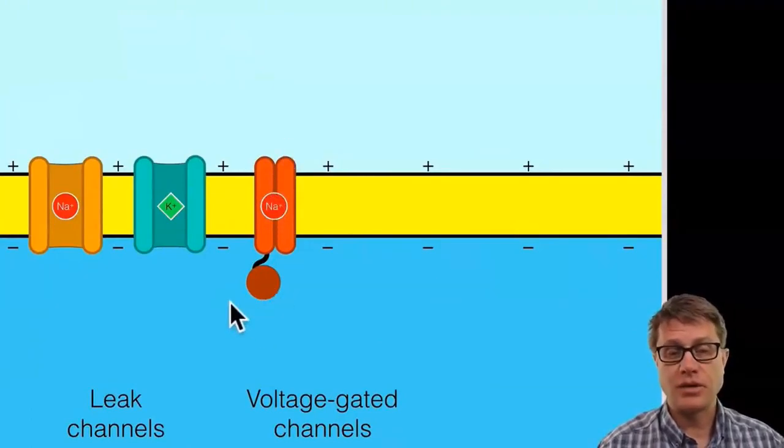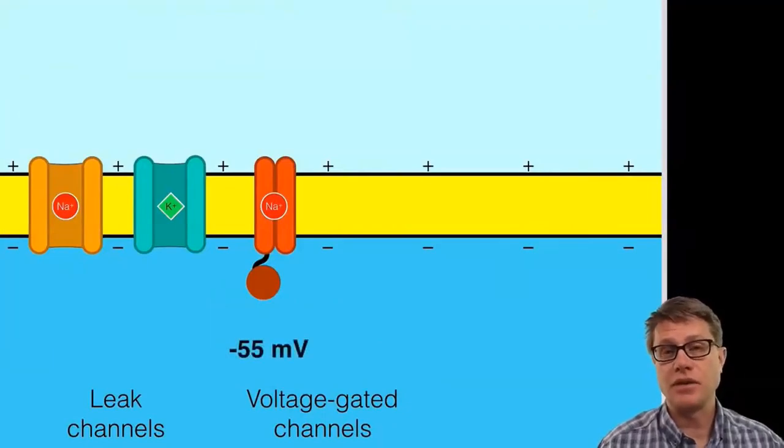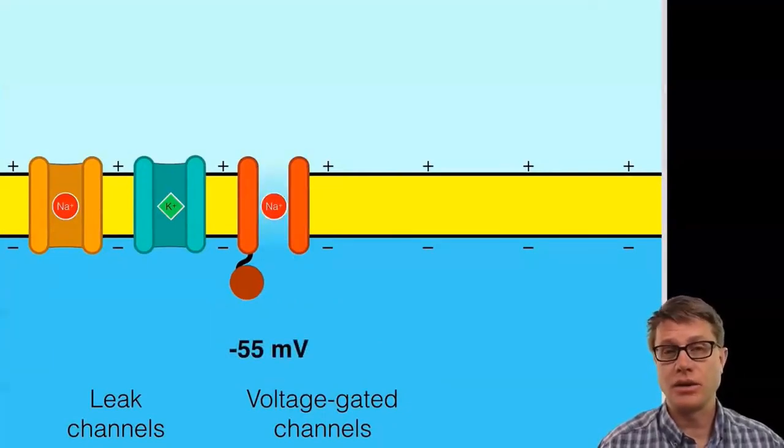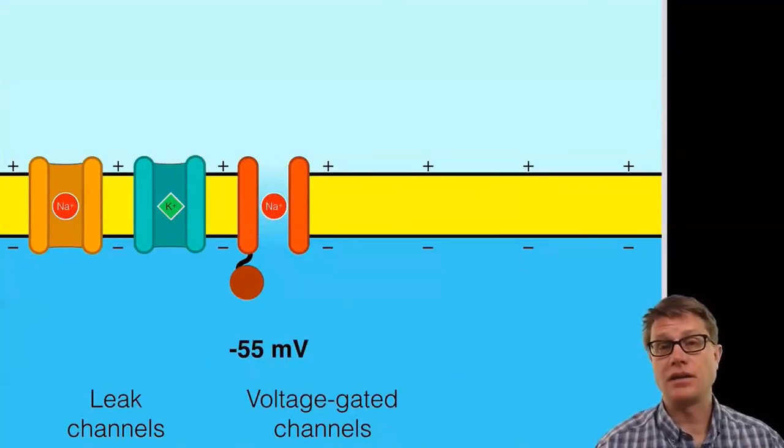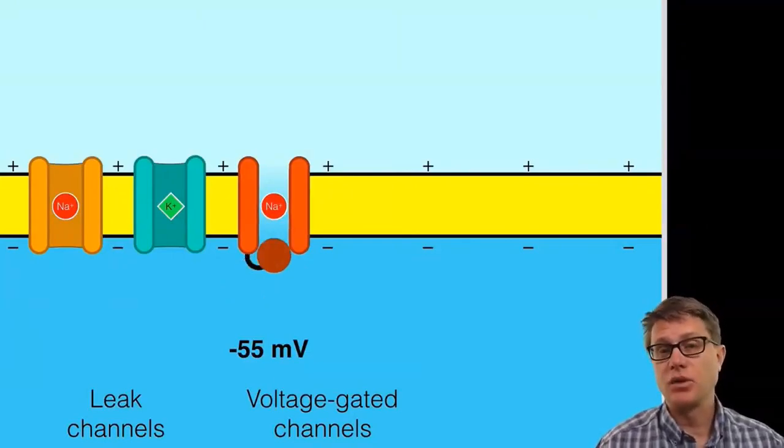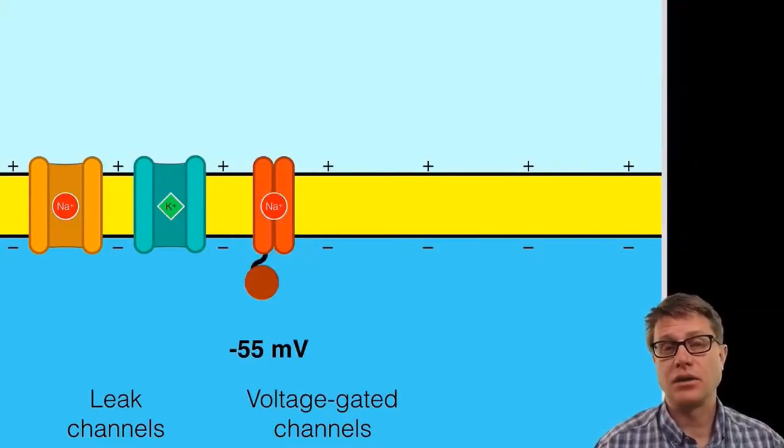It's got a little polypeptide ball on the bottom. And so when the voltage approaches negative 55 millivolts, it opens up wide, and that allows a huge amount of sodium to come into the cell. You can see that rush of sodium in that simulation. Eventually, as we move away from that voltage, it's going to be inactivated, and then it's eventually going to close.